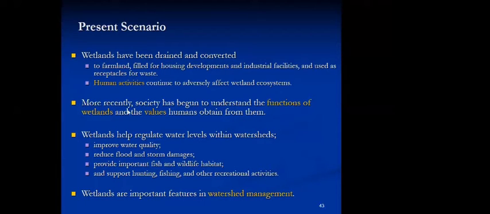Also, society has begun to understand the functions of wetlands and their values. Now it is time for researchers to highlight the importance of wetlands and their hydrological processes. In that context, I feel this is one of the important discussions. Wetlands help regulate the water level within the watershed and improve water quality by reducing flood or storm damage, and they provide fish and wildlife habitat, that is, aquatic life, and support fishing and recreational activities. That is the reason one needs to stress wetlands.